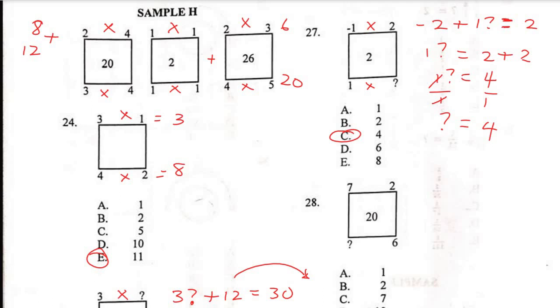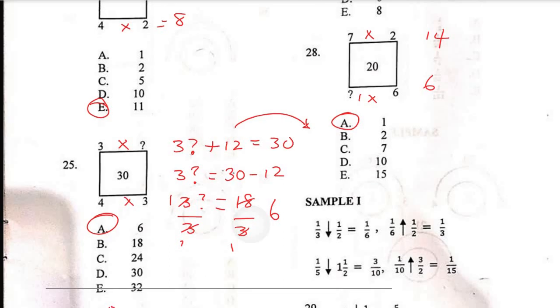Question 28. 7 times 2 here is 14. What will you multiply by 6, if you add it to 14, you get 20? It's simply 1. 1 times 6 is 6. 14 plus 6 is 20. So the right answer is option A. That's for 28.